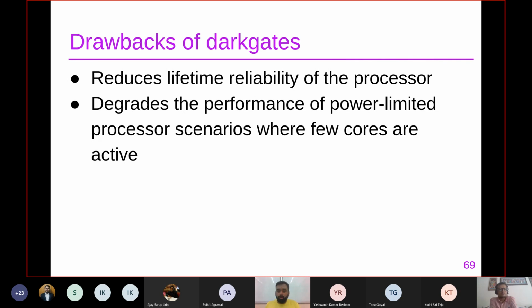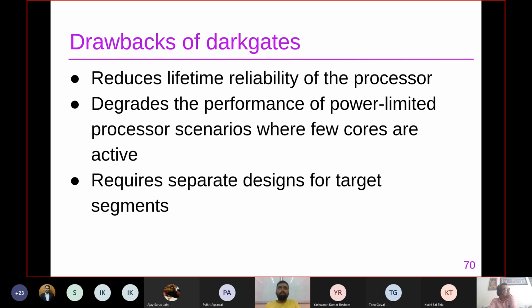Okay. So the second point is it degrades the performance of the power limited processors, wherein hardly few cores are active. Because when most of the cores are idle, then a huge number of cores actually consume leakage power when you are not power gating. So this degrades the performance of the power limited scenarios.